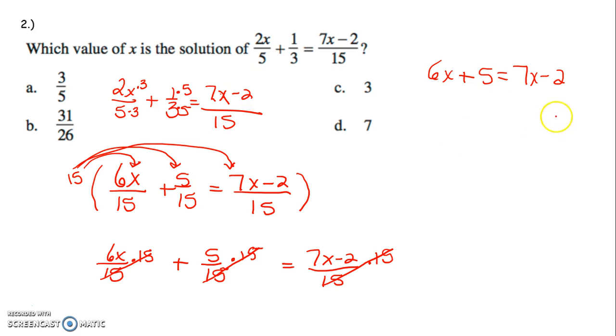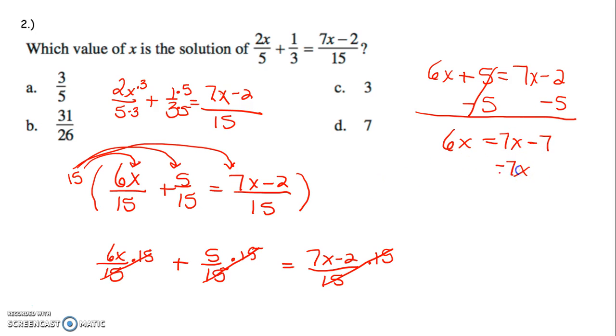We're going to move all our constants, all our numbers without x's, to the right, and all of our x's to the left. So I'm going to subtract 5 on each side. And I'll have 6x equals 7x, negative 2 minus 5. Signs are the same, so I'll find the sum and keep the sign. 2 and 5 is 7. Keep the negative sign.